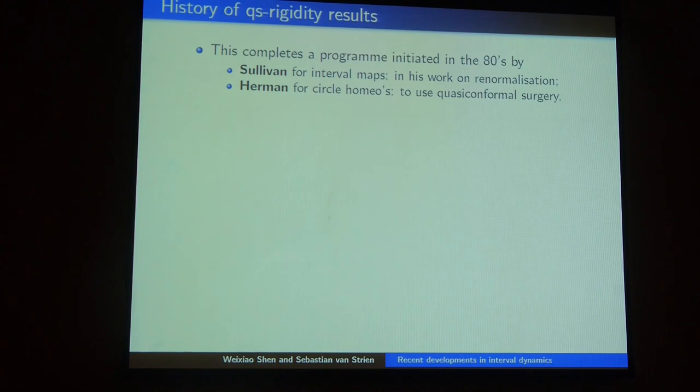And this kind of question was advocated and actually also stated as a kind of program in one of the lectures of Sullivan in the 80s that I also attended. And this was in relationship to his work on renormalization at the time. And in fact, more or less parallel and probably not independently, Michel Herman also asked the same question for circle maps which had a critical point. And there he also had applications in terms of quasi-conformal surgery. So the same kind of question was asked at about the same time, probably even the same year.